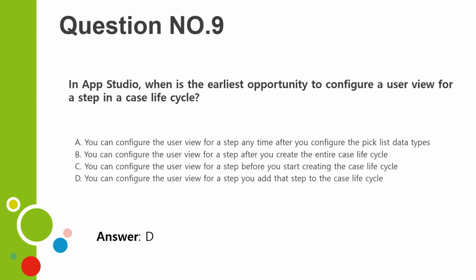Question number 9. In App Studio, when is the earliest opportunity to configure a user view for a step in a case lifecycle? A. You can configure the user view for a step anytime after you configure the pick list data types. B. You can configure the user view for a step after you create the entire case lifecycle.